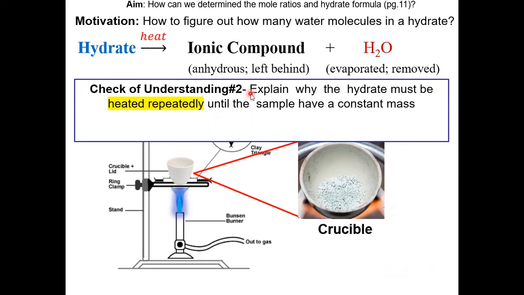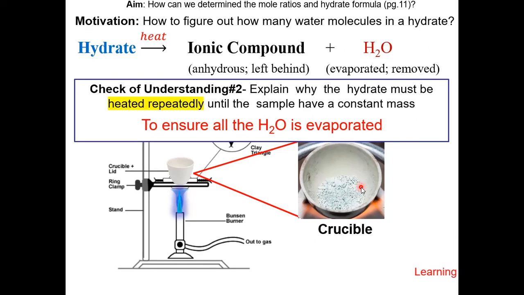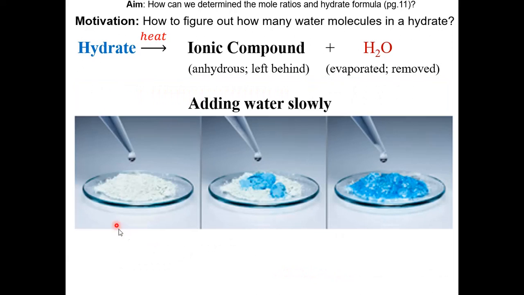Check of understanding number 2. Explain why the hydrate must be heated repeatedly until the sample has a constant mass. In the lab, even though it might look like all the water has evaporated, with a complete color change, there might still be water left in the sample. Therefore, you must keep heating the sample to ensure that all the water is evaporated, because once all the water has evaporated, it will be a constant mass even though you keep heating it repeatedly. If you have your anhydrous ionic compound, you can convert it back to a hydrate by adding water.